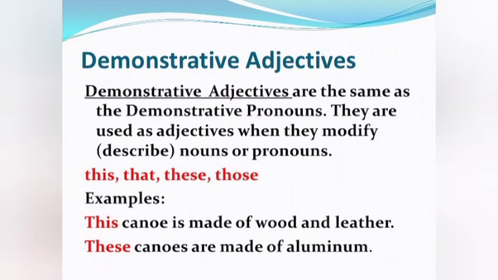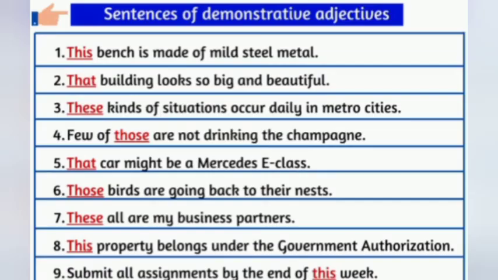For example, this canoe is made up of wood and leather. Canoe here is the noun, boat, and this is giving us the information about the noun canoe. Next is these canoes, which means here the nouns are plural in number and they are near. So these canoes are made up of aluminium. Let's have some more examples of this.